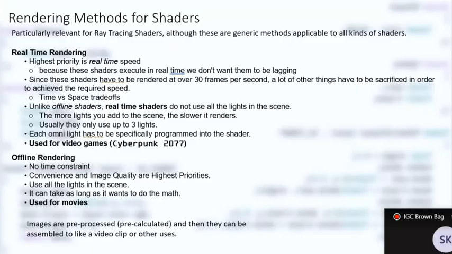Unlike offline shaders, real-time shaders do not use all the lights in the scene. The more lights you add to the scene, the slower it renders. Usually, they only use up to 3 lights, and each light has to be specifically programmed into the shader. So real-time rendering, in the context of ray tracing, is used for video games. For example, Cyberpunk 2077 is a video game which includes real-time rendering for ray tracing.